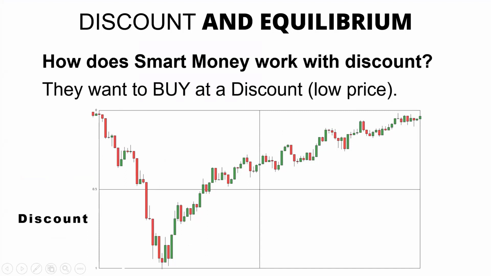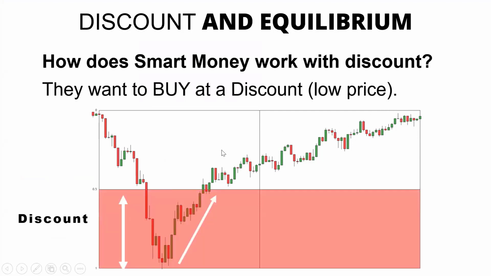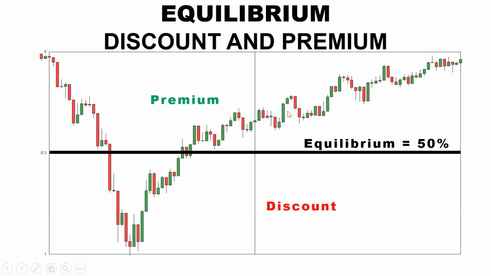So what happens with smart money is that they want to buy at these discounted levels. They want to buy at the sell side liquidity. They want to sweep the retailers who sell, and they want to buy into those orders in order for the price to go back up. And that's exactly what happened.